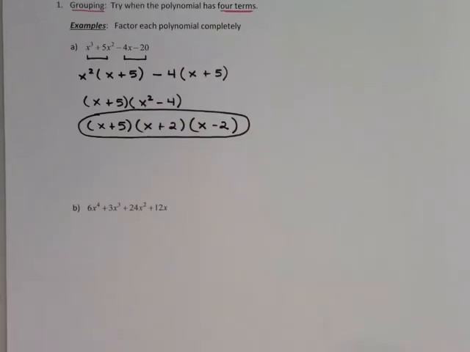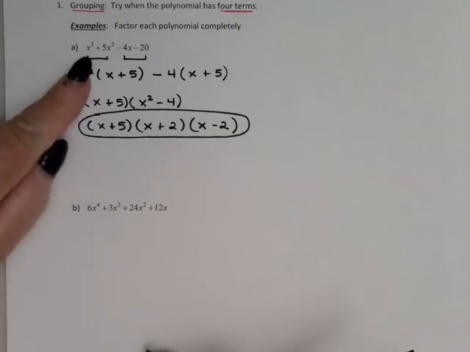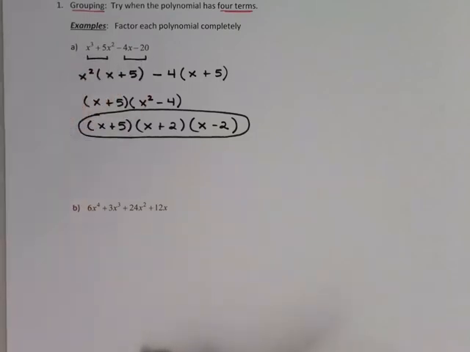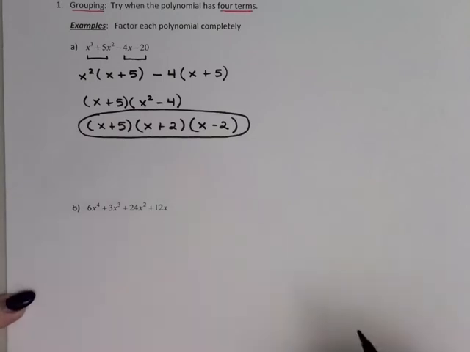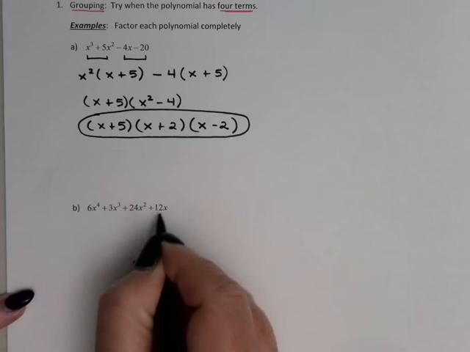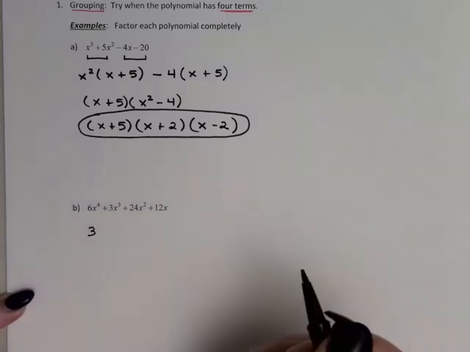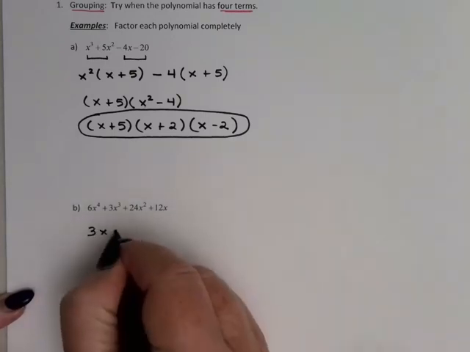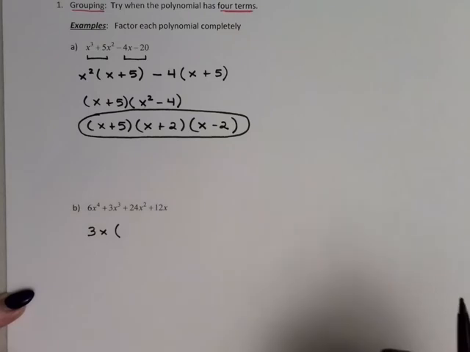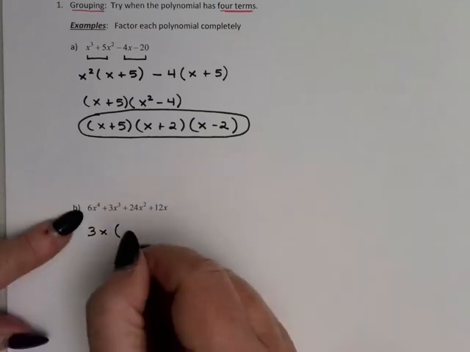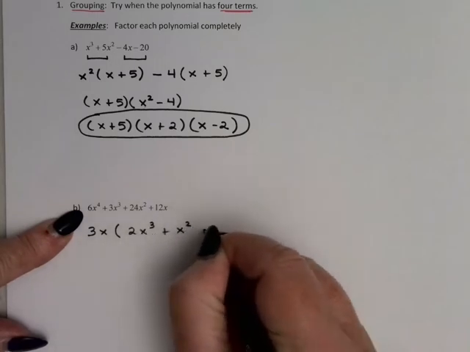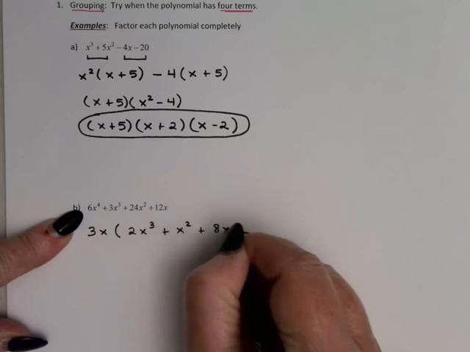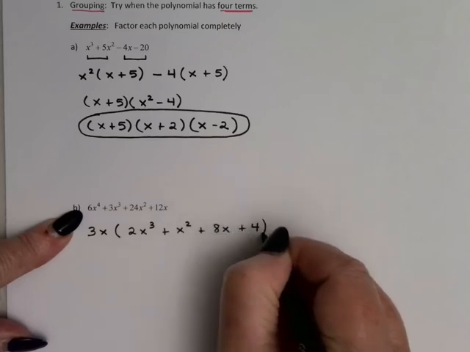Let's try one more of those. I didn't mention it on the last one, but I did take a quick scan and notice there was no GCF for the whole polynomial. This one, however, there is. I'm looking at the numbers, and I see that I could factor out a 3 and also an x to the first. So I'm going to factor that out of all 4 terms before I do anything else. That will give me 2x cubed plus x squared plus 8x plus 4.